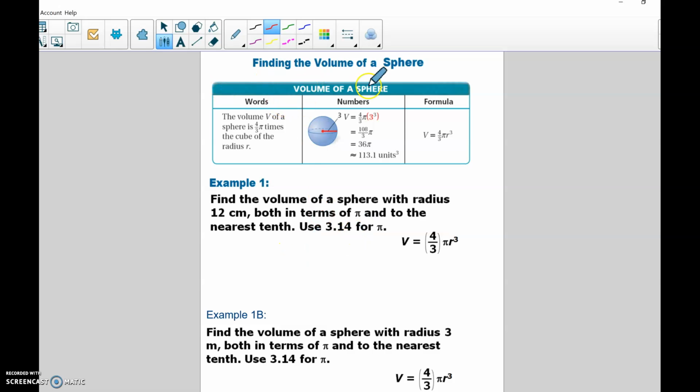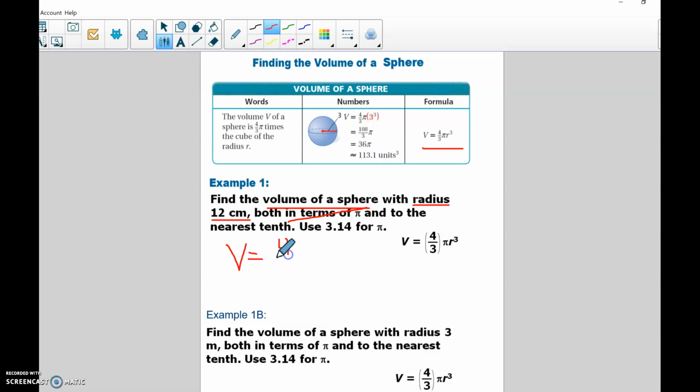Okay, so first we're going to start with volume, and again it's 4/3 times pi times radius to the third power. Okay, so we're going to find the volume of a sphere with a radius of 12 centimeters. Make sure it's radius, and we're not going to do it in terms of pi. We're just going to find the answer, okay, to the nearest tenth, and again we'll use 3.14 for pi. Okay, so in your notes, we don't have to draw a picture of this.